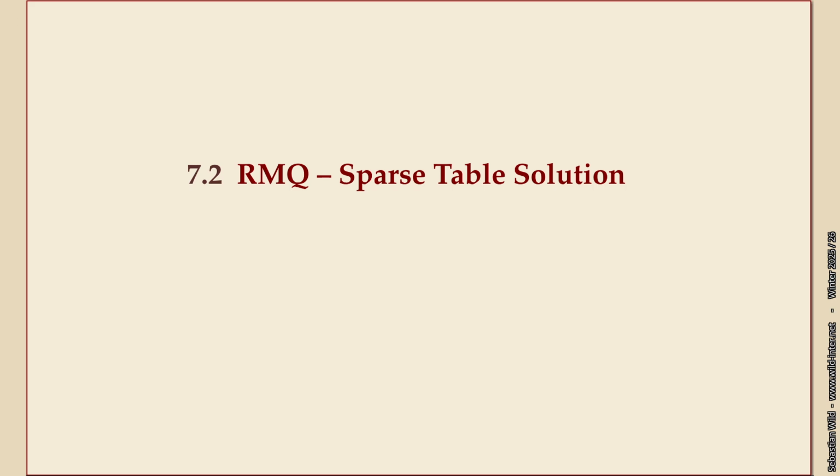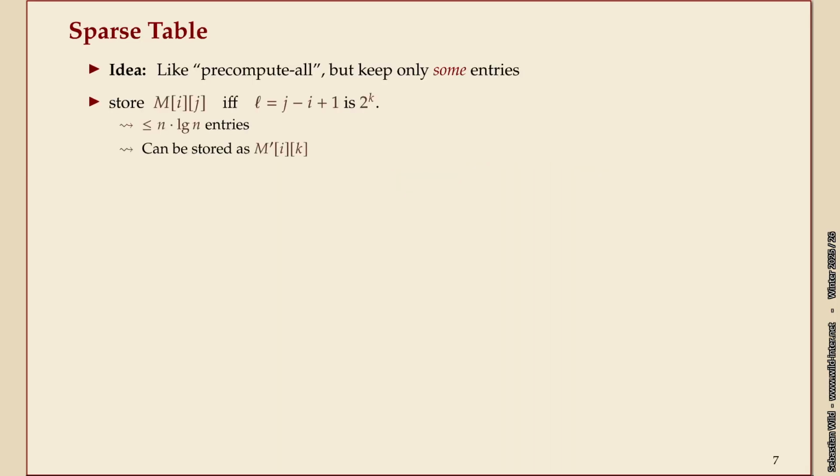The first non-trivial solution for the range minimum query problem is called the sparse table solution. This is essentially very close to pre-computing all possible answers, except that you try not to pre-compute most. You only keep a certain carefully chosen subset of the queries, chosen in a way that you can solve the others by puzzling together the answer from the ones that you do save. What do I mean by that?